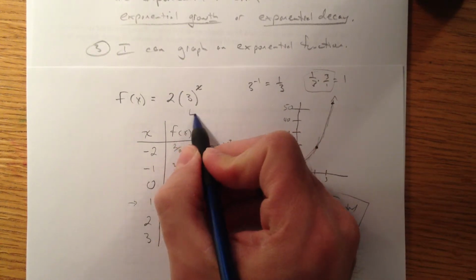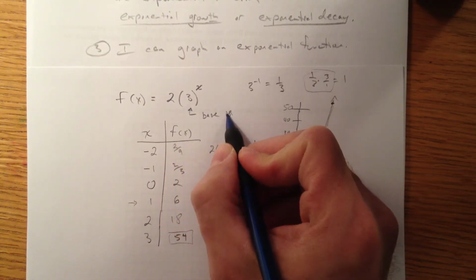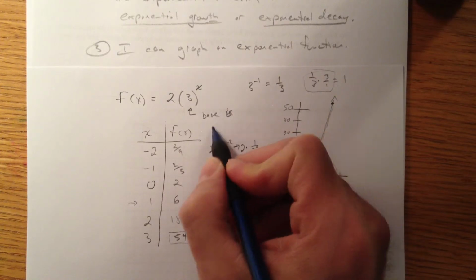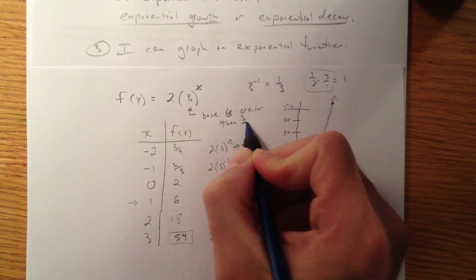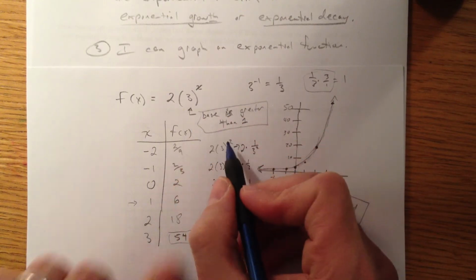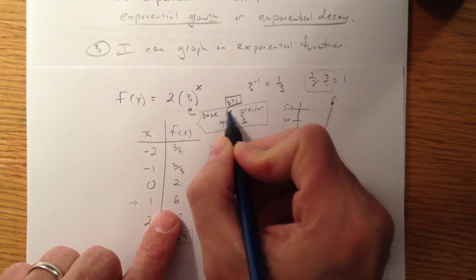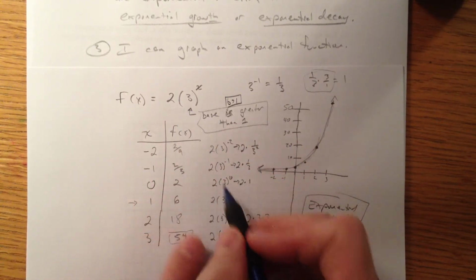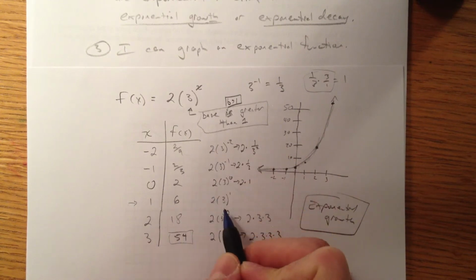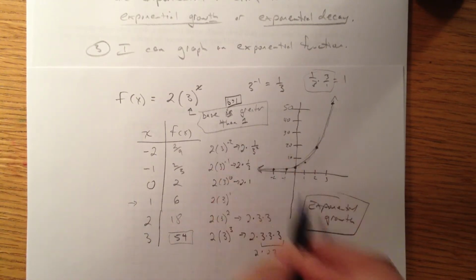The other is right here. The base is greater than 1. Base is greater than 1. So, I'm going to write B is greater than 1. The base is greater than 1. So, when you multiply whatever the number was, in every case you started with a 2, then we multiplied it by something. Well, if you're multiplying by something bigger than 1, it will grow and grow and grow. All right, so those are your two keys.